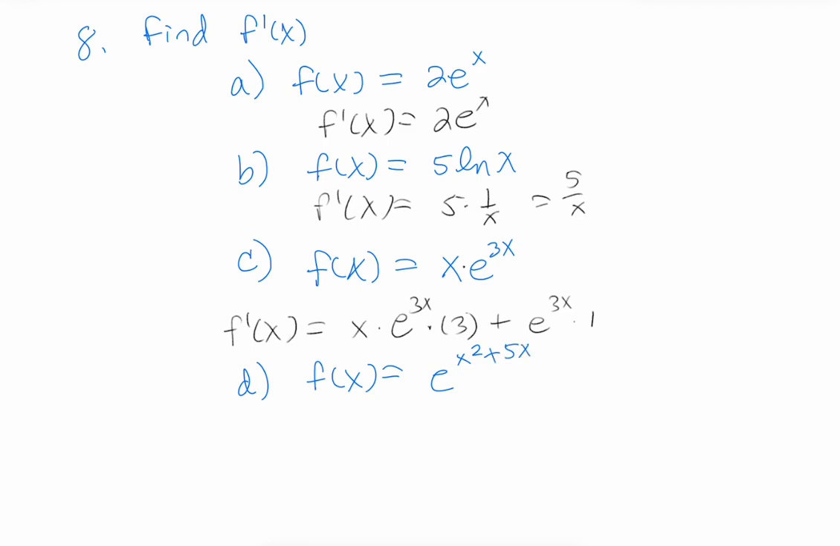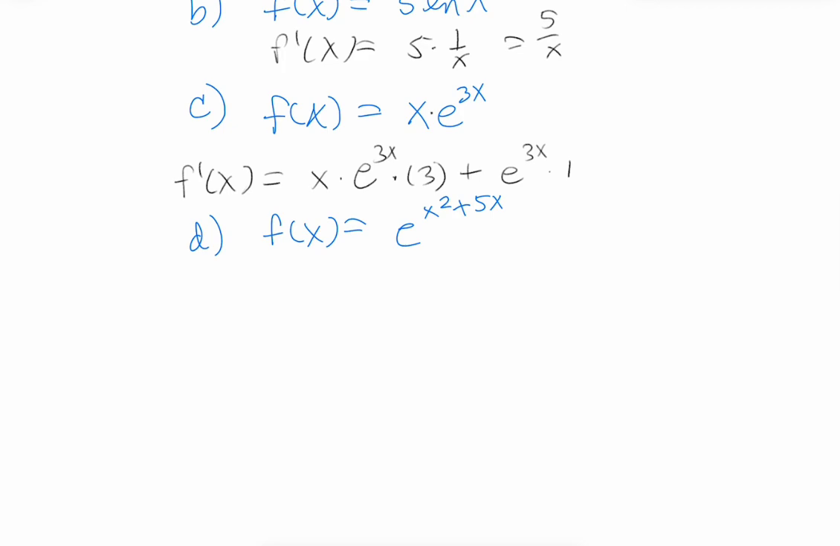What if we have e by itself with a function in it? The derivative of that is going to be the same thing, don't change a thing, times the derivative of the function that was stuck inside the e. So the derivative of that power, and so that's going to be 2x plus 5. So e's are nice. Natural logs are a little harder.